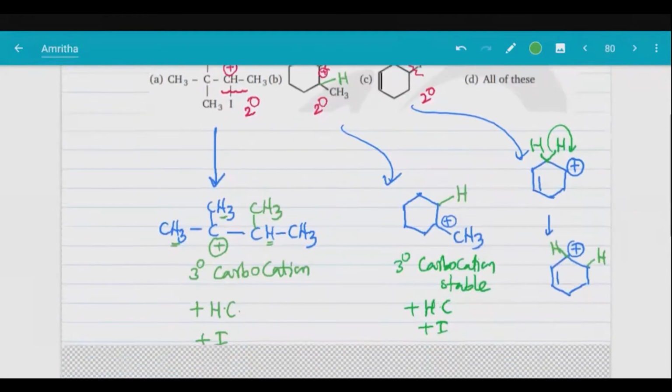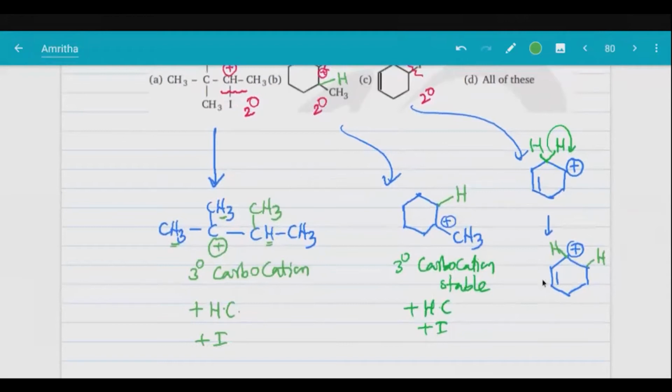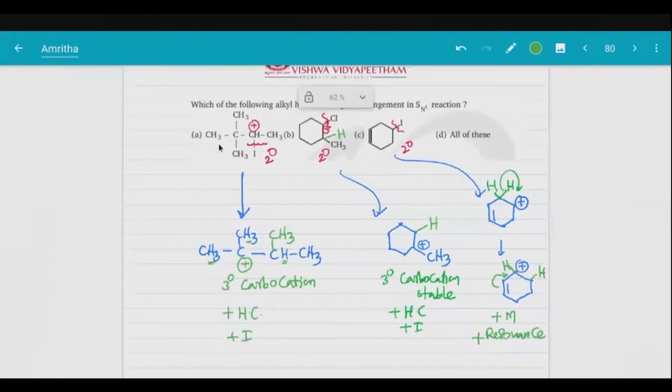One of the hydrogen is shifted. Okay, it is secondary, no doubt, but it is stabilized by resonance. Pi electrons are there, stabilized by resonance. Plus M means resonance, mesomeric effect. Okay, resonance is stabilizing this carbocation. So what is the option now? All cases, there is rearrangement. SN1 is possible and rearrangement is possible. Okay, done? Any doubt here? No, right? Very simple. Step by step, you check this.